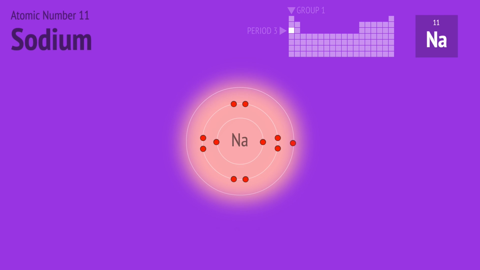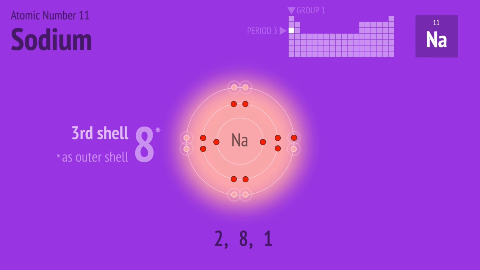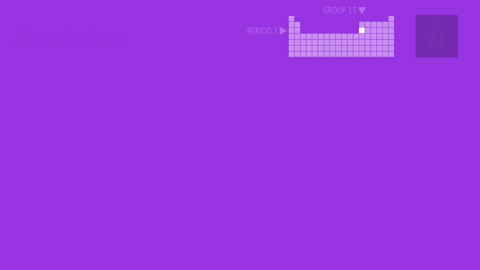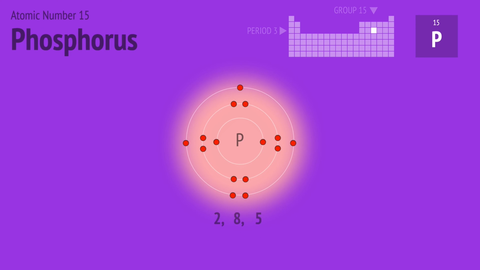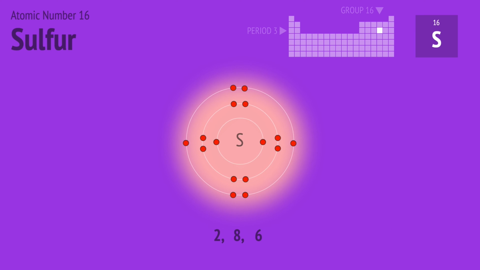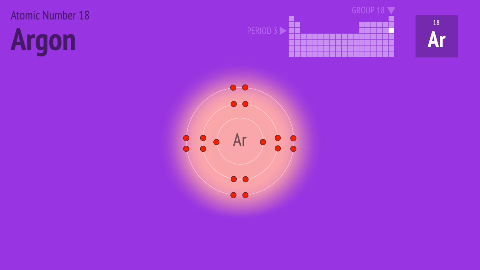Sodium, with 11 electrons, requires a third shell for its last electron, giving an arrangement of 2, 8, 1. Remember that the third shell holds up to 8 electrons as the outermost shell, so the next 7 elements in period 3 will continue to fill this shell. Magnesium 2, 8, 2, aluminium 2, 8, 3, silicon 2, 8, 4, phosphorus 2, 8, 5, sulfur 2, 8, 6, and chlorine 2, 8, 7. Argon completes the set of 8 electrons in the third shell with arrangement 2, 8, 8.